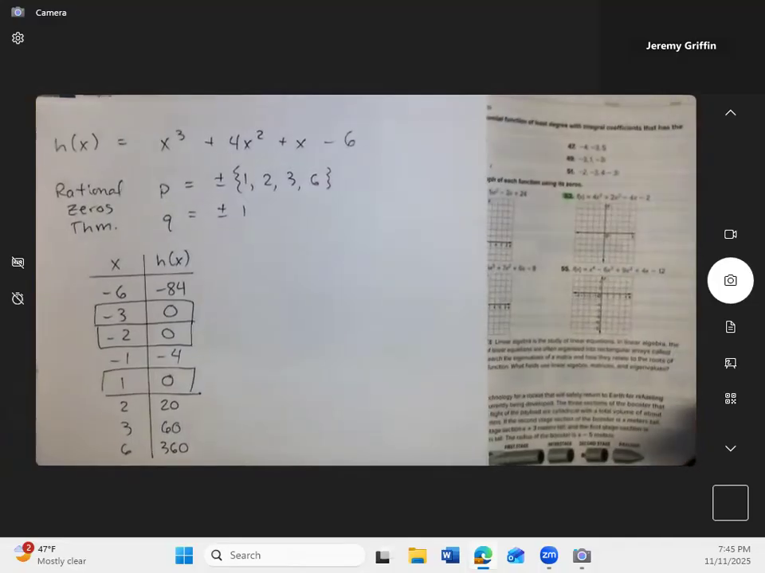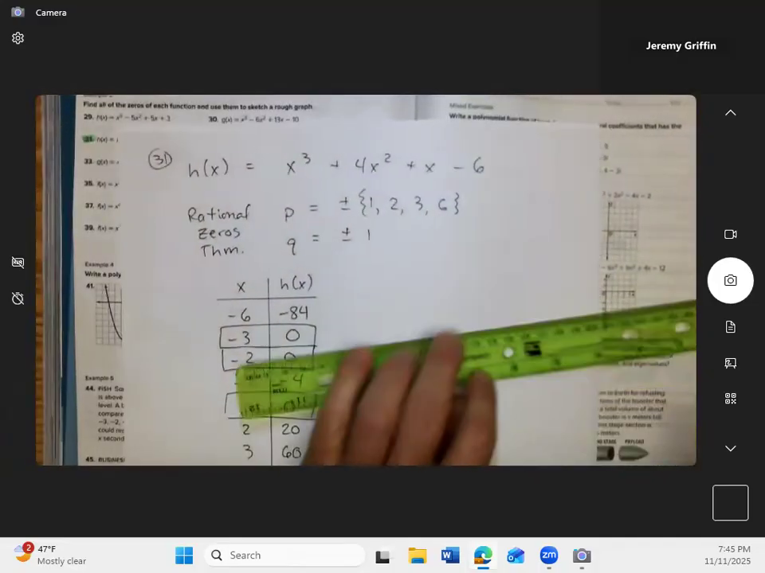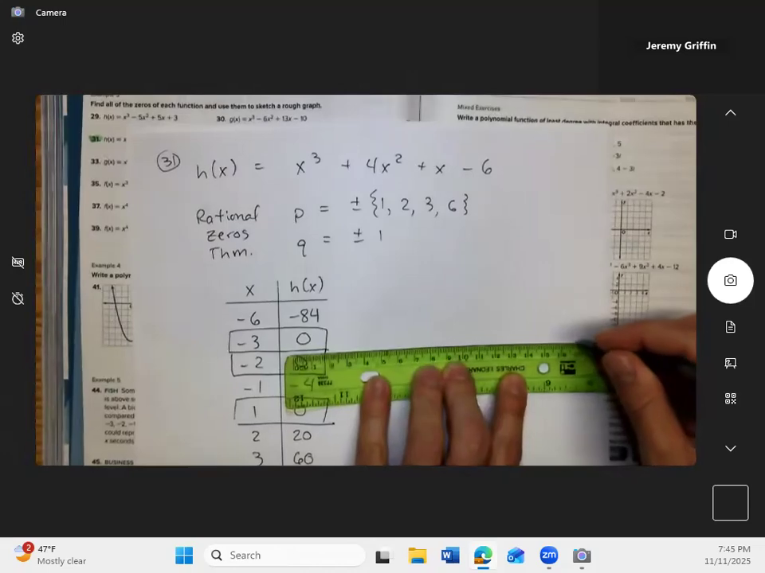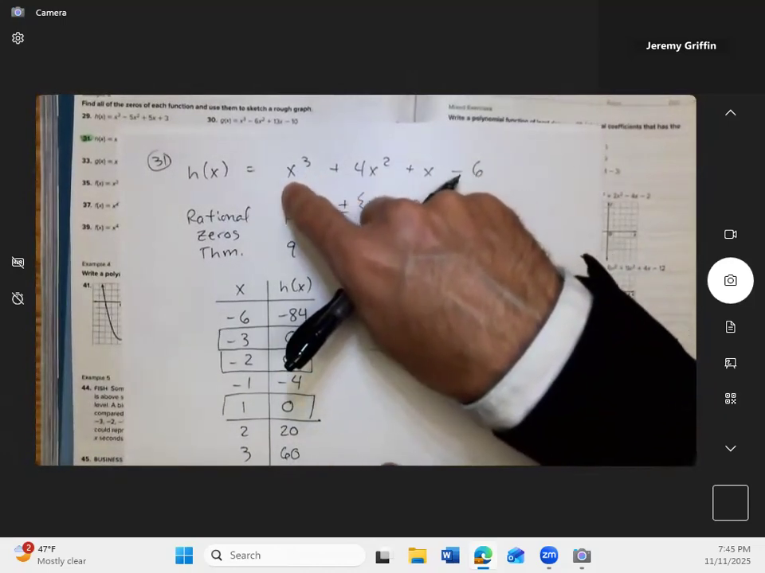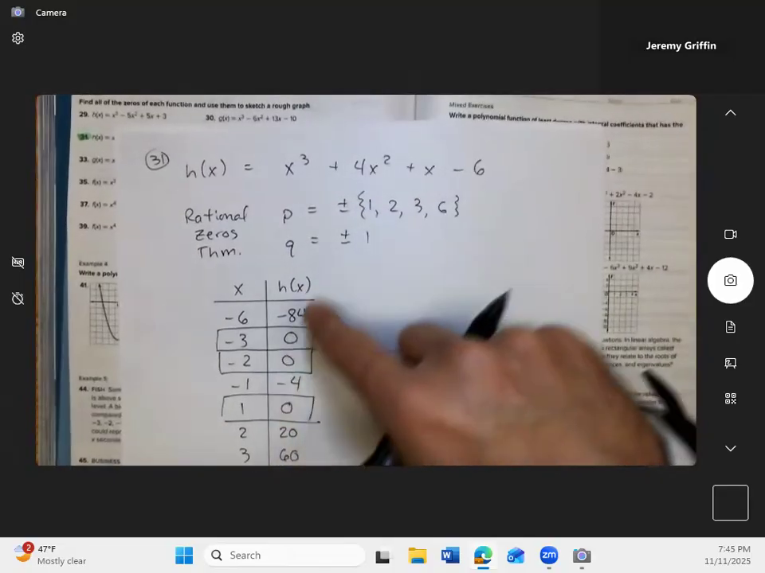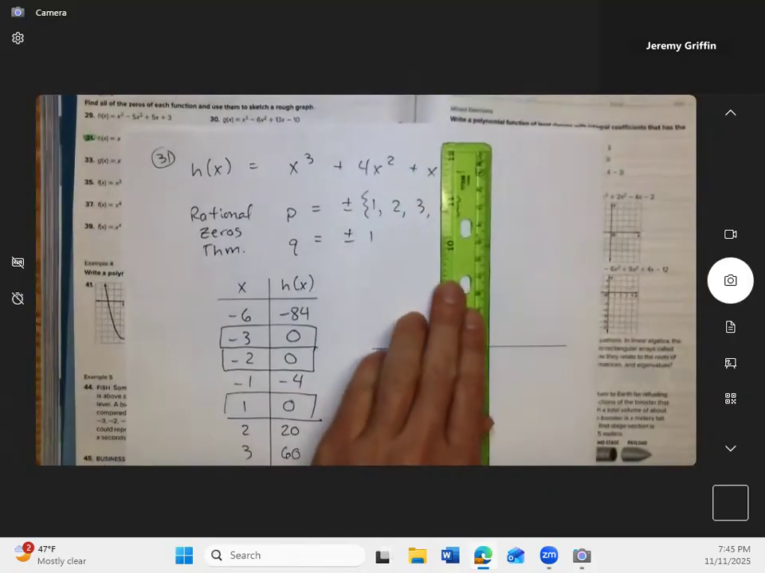All right, so we got to make a graph out of this. Well, I know where the zeros are, so that's a great way to start. And I also know the end behavior, because this is a cubic with a positive leading coefficient. So it's probably going to go up, down, up, and go up and to the right forever and down to the left forever. That could be really helpful also.